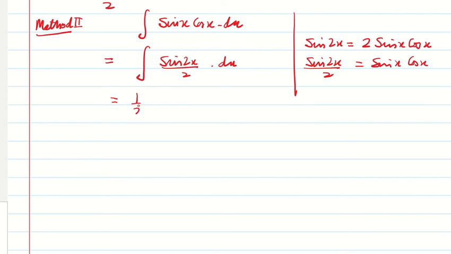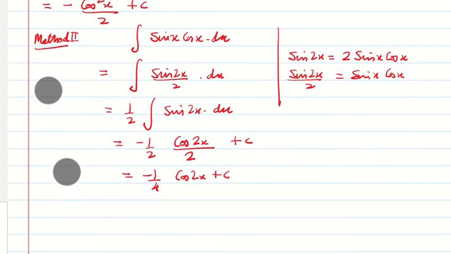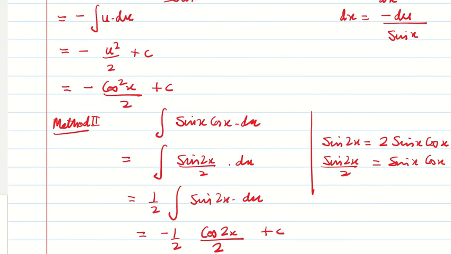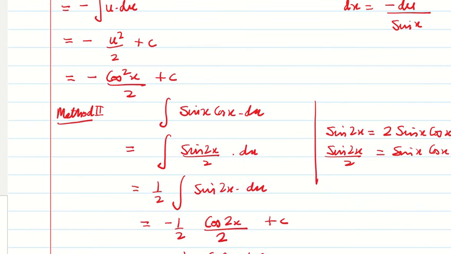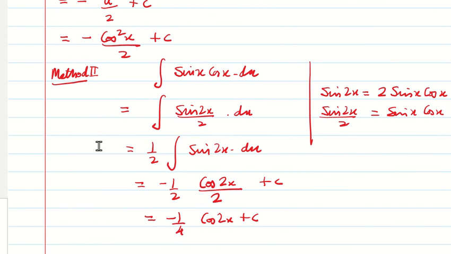So that's half integral of sin 2x. Now integral of sin 2x is minus cos 2x upon 2. You divide by the coefficient of x. So minus 1/4 cos 2x plus c. So now you see that in integration you can get different answers. But these answers would be equivalent. And sometimes it's very difficult to show the equivalence.